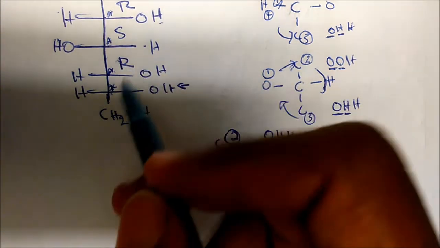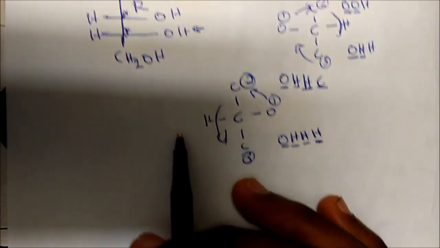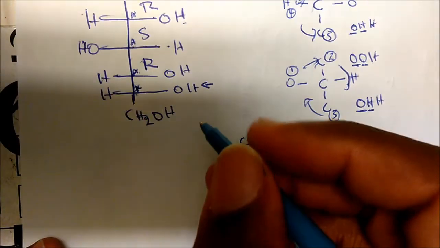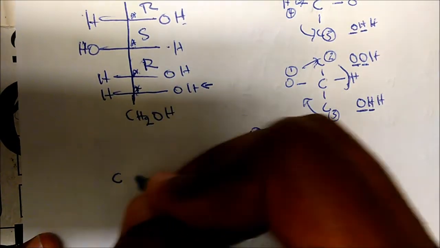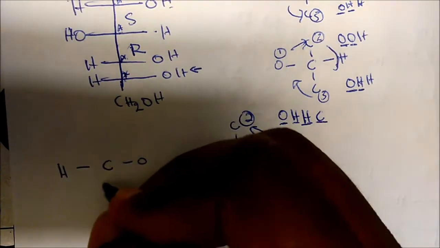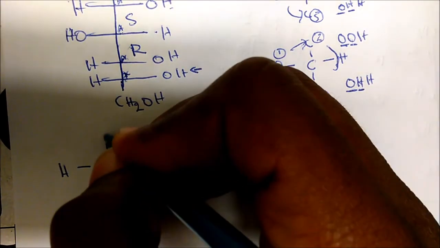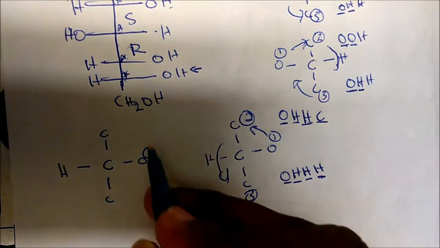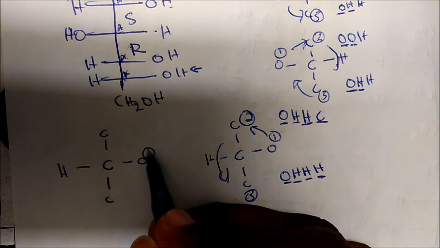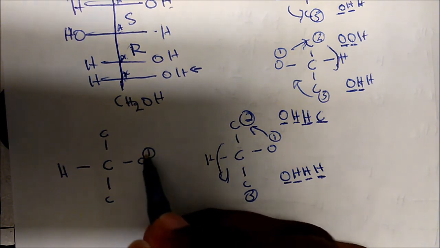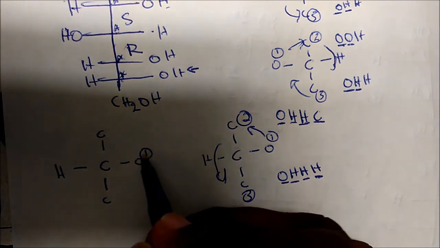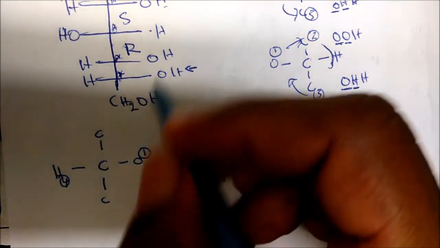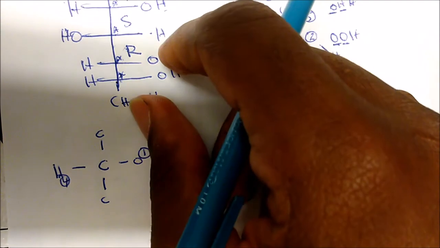Now, what about the last one? We have a carbon that's bonded to an oxygen, a hydrogen, a carbon, and a carbon. Now it looks to me as if this oxygen will get priority group number 1, because it's heavier than both carbons. We know hydrogen gets priority group number 4. Now, my question to you is, which one is heavier?